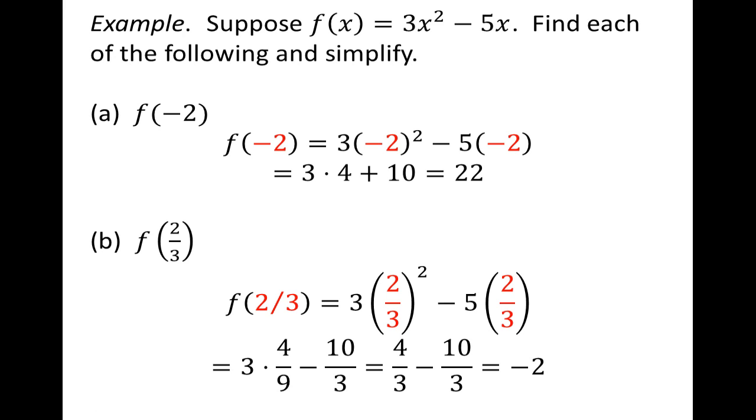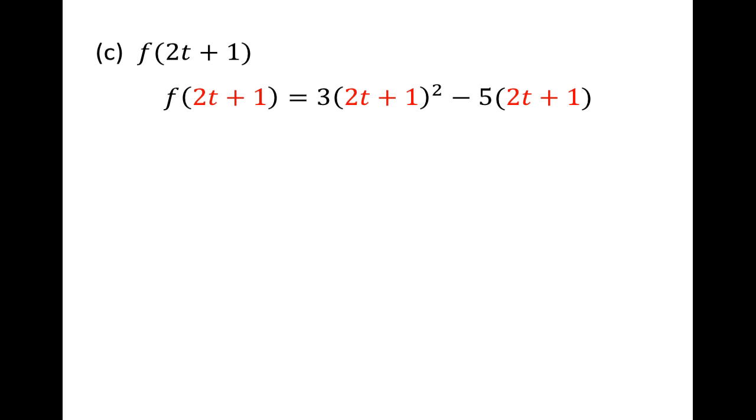One final example with this function. Remember, this is the function 3x squared minus 5x. We're going to look at f of 2t plus 1. Now that seems odd. We have a variable x in our original function, and now we throw a new one in. Well, it's sometimes important for us to do.